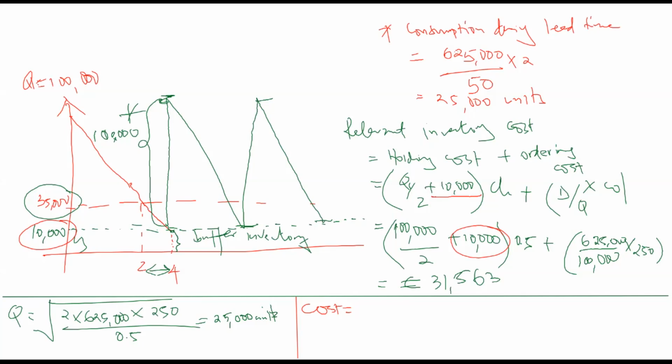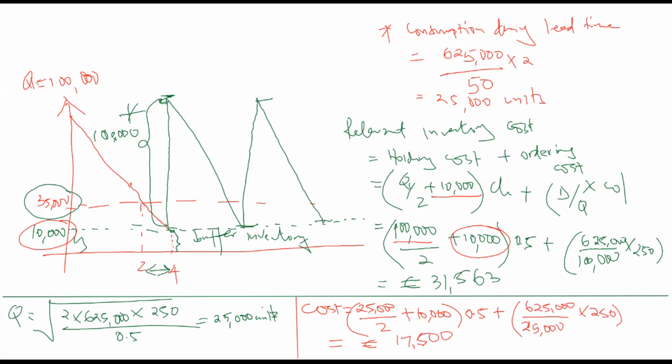Okay, thank you. So therefore, the cost will be equal to, don't forget, the Q has changed now. The Q now is 25,000, divided by 2, plus the buffer, which remains at 10,000. The holding cost remains the same, 0.5, plus the annual demand remains the same, 625,000 units, divided by the Q, now 25,000, times 250 euros. The cost becomes how many euros? 17,500. Yes, 17,500, and this is what you got.